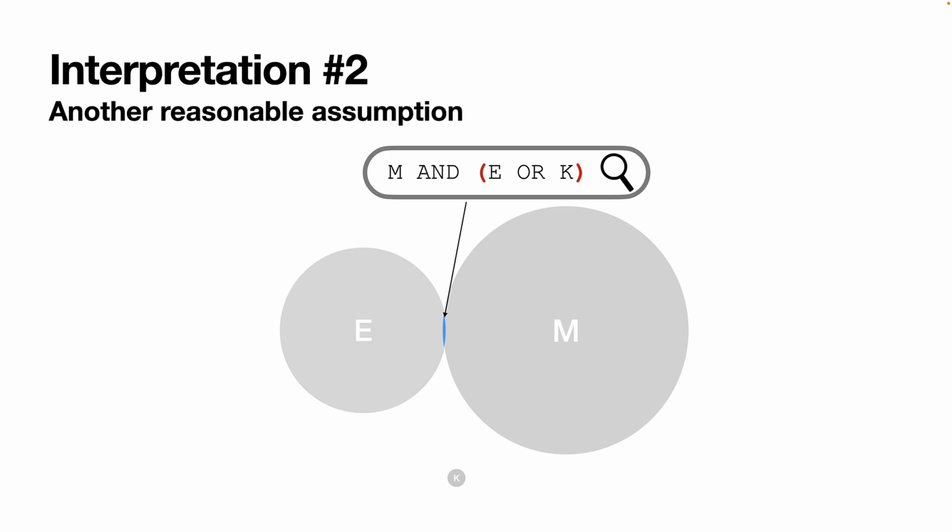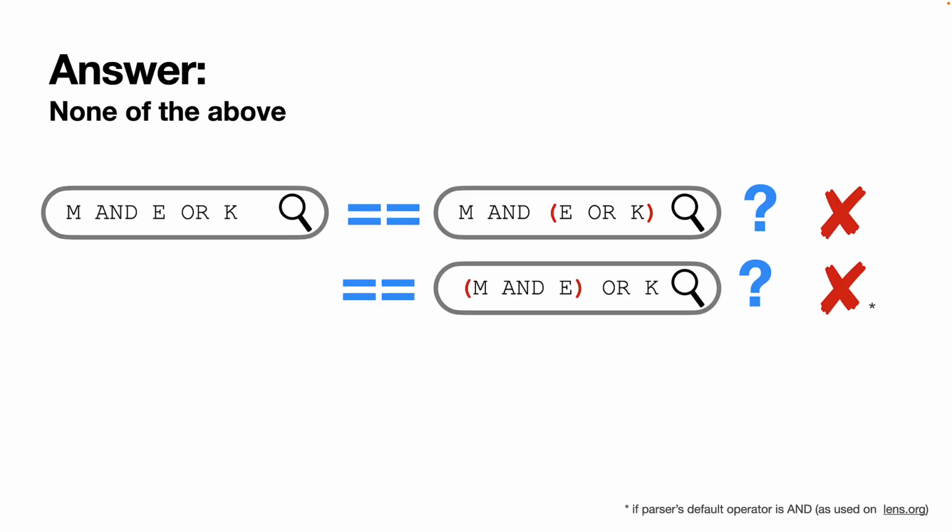And unfortunately, the way the Lucene query parser works, it does neither of these things. It does neither of these interpretations that you would expect. So this query is ambiguous, and the brackets could go either to the left or to the right in these examples. And the way Lucene works in its configuration, as you can find on lens.org, is it actually does neither of these things. It does something completely different to what you would expect here in terms of Boolean syntax.